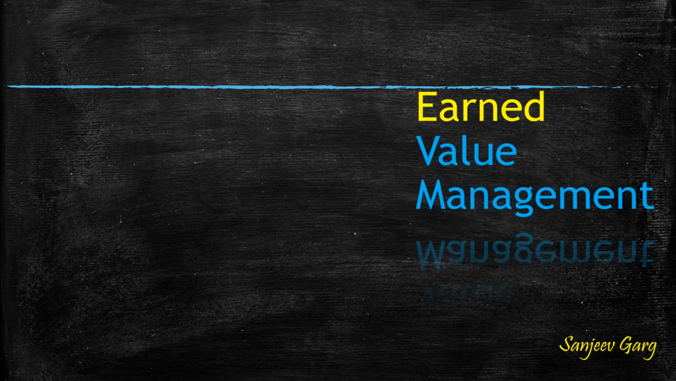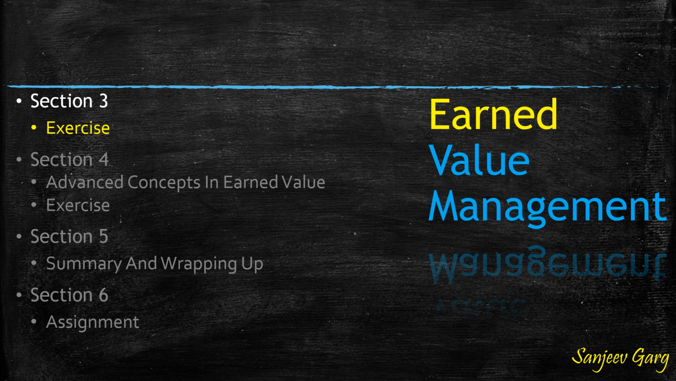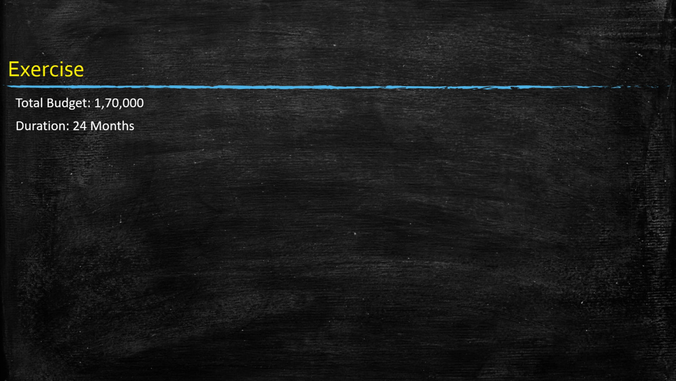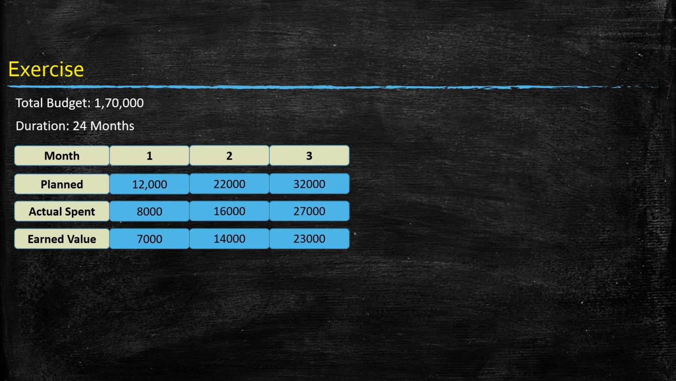Okay, let's do an exercise and try consolidating whatever we have learned so far. Assume that there is a 24-month long project and there is a budget of $170,000. And we have the figures for the first 3 months. We have planned value, actual cost, and earned value. With 3 months of data, we decide to take the overall inventory and see where we stand.